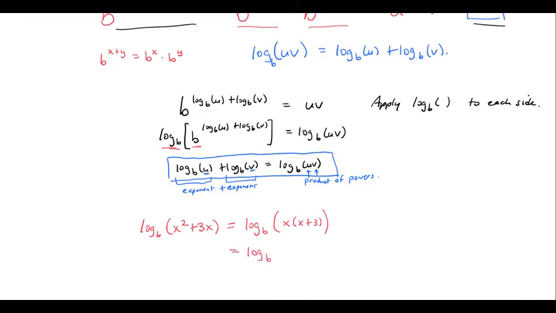And then I can use the product property to say, well, this is a product of powers, because what goes into the logarithm function is a power. That corresponds to the sum of two exponents. That is, it corresponds to the log base b of x plus the log base b of x plus 3. And that's using this property here, where u is x and v is x plus 3. All right, so that's an example of how we might use this property.